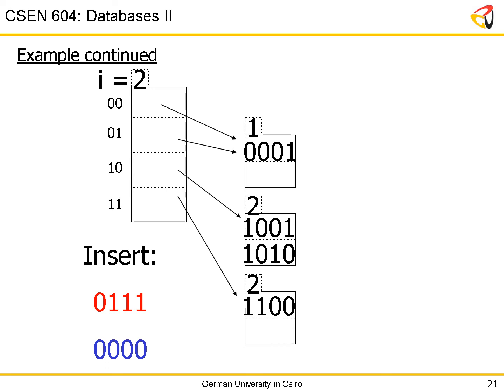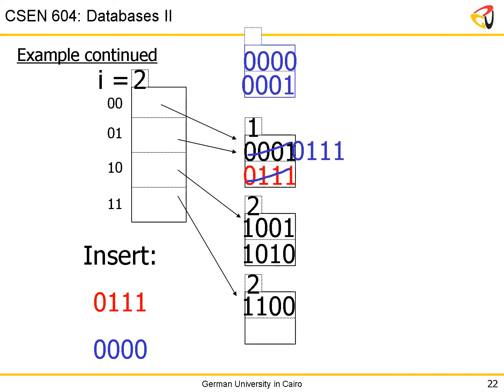So I create a new page, and this is an opportunity for me to redistribute the entries between those 2 pages, the old page and the new page. And what I'm going to do is increment my j, but I don't need to increment the I. Why? Because I already have arrows coming out from the directory to the new page and to the old page. And that's what you see here.